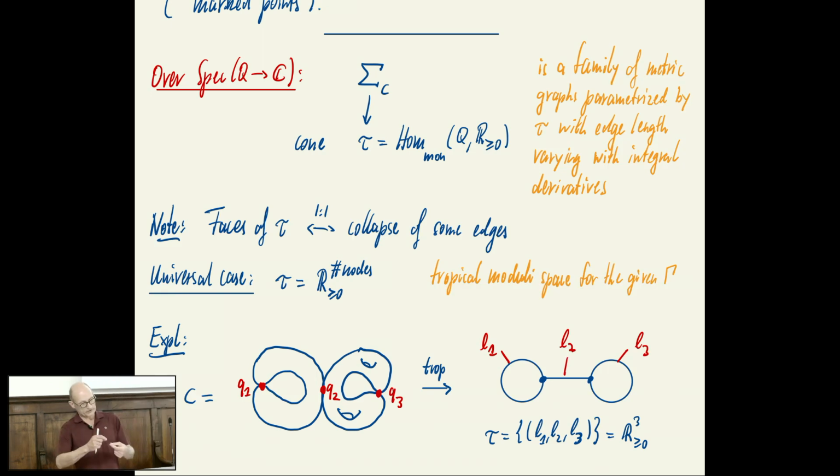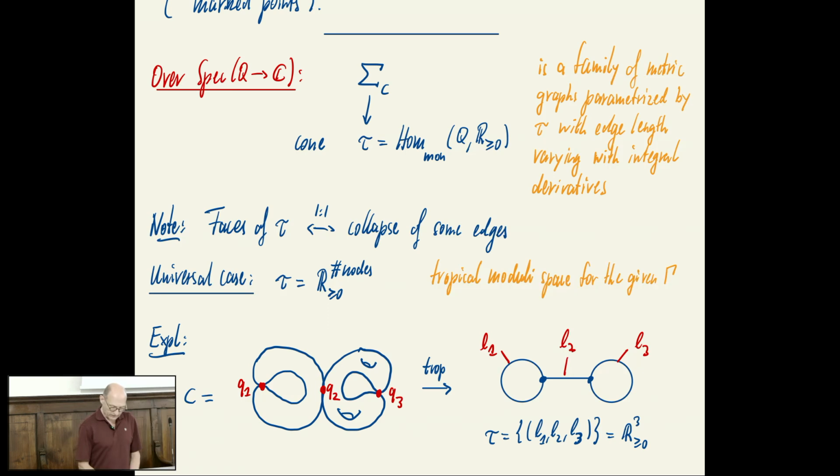Or the vertices are all on top of each other, all lengths are 0. So that's very degenerate. But in general, you can do that too, right? And then it becomes a little more interesting. So whenever you have a phase of tau, it means you collapse a subset of the edges. And that gives this picture.